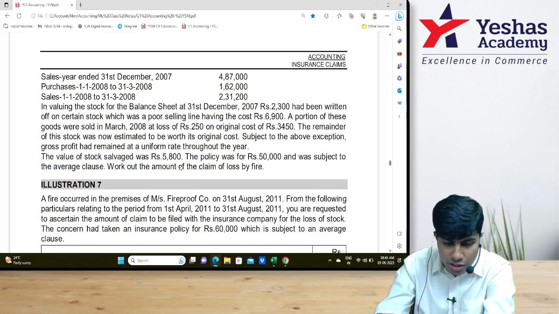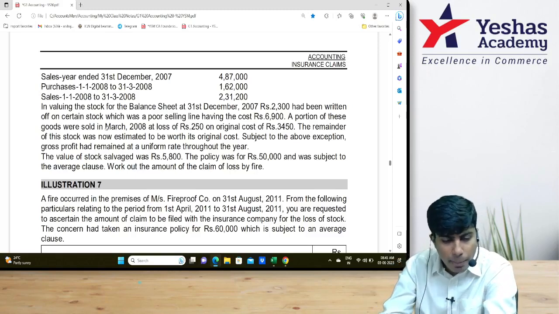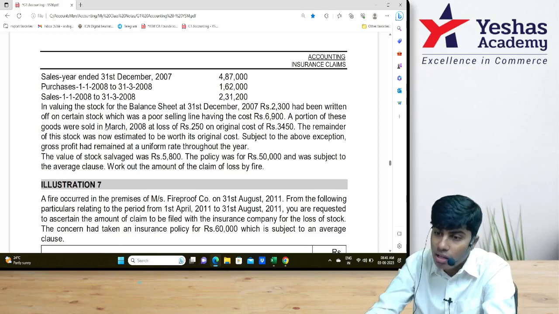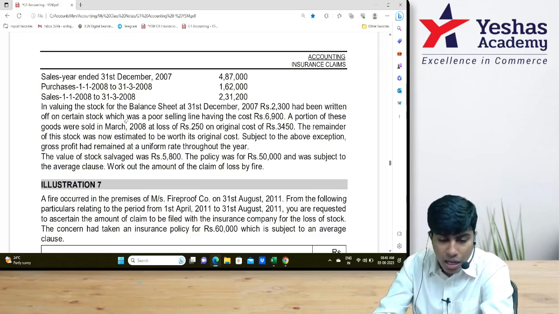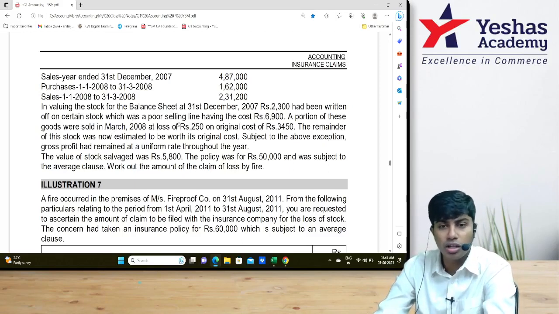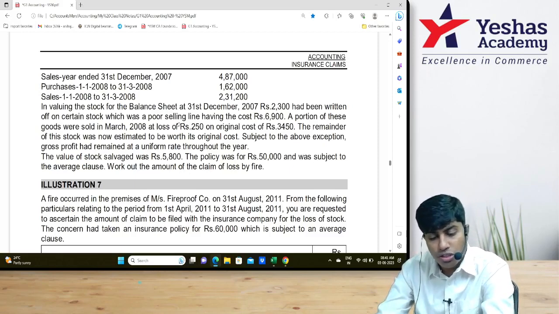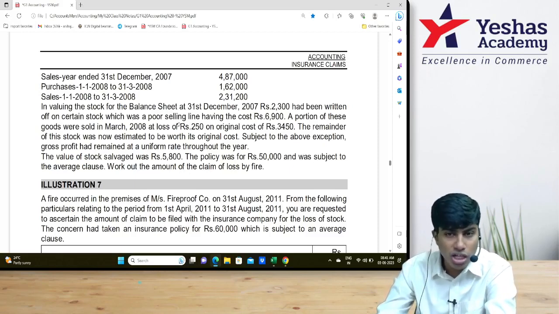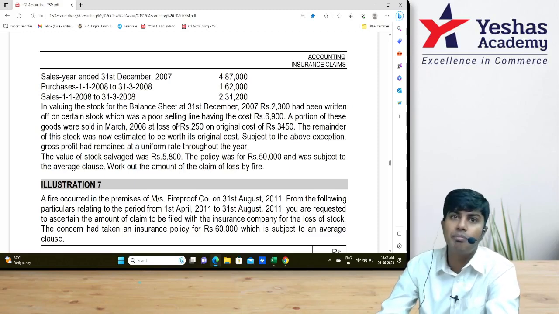Very good. So then after this, a portion of these goods were sold in March 2008, that is during the memorandum trading account period, at a loss of 250. The original cost being 3,450, if it is sold at a loss of 250, what is the selling price?